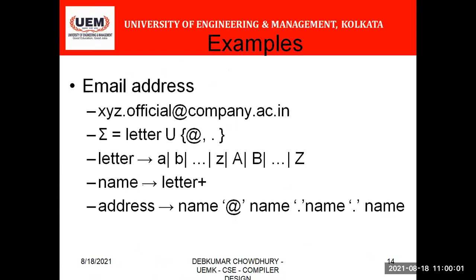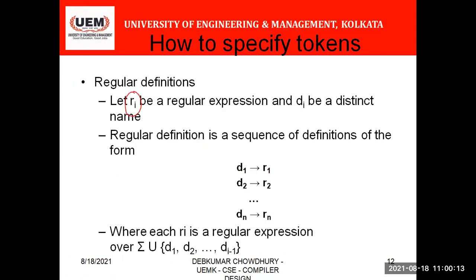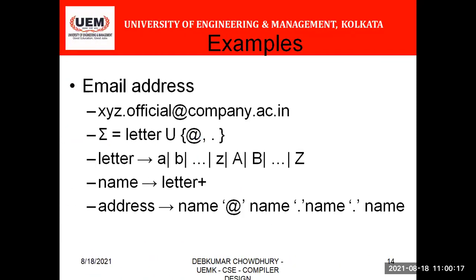Another example, let me give it to you. For example, any email. If there is an email, how are the lexemes or tokens generated, that is, how do we specify the token for an email address? For example, xyz.official@company.ac.in. Naturally we observe that sigma, or summation, is equal to letter union, then the special symbols: we have two special symbols, @ and the concatenation operator, or dot. The letters are XYZ, OFFICIAL, COMPANY, ACIN. These are all letters, unioned with the @ and dot.